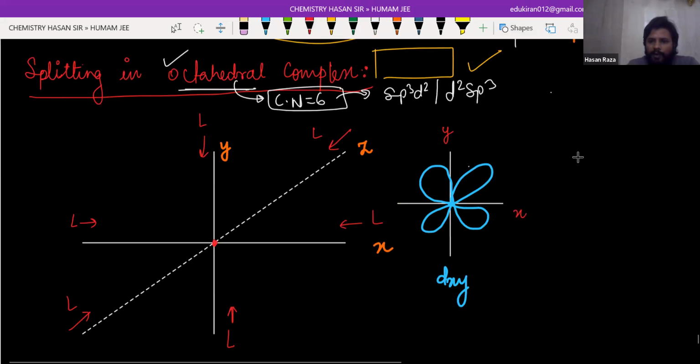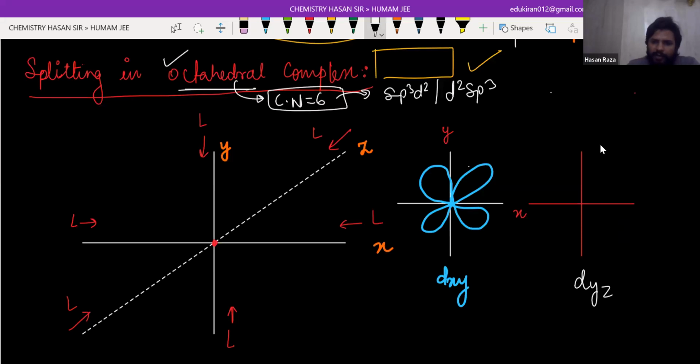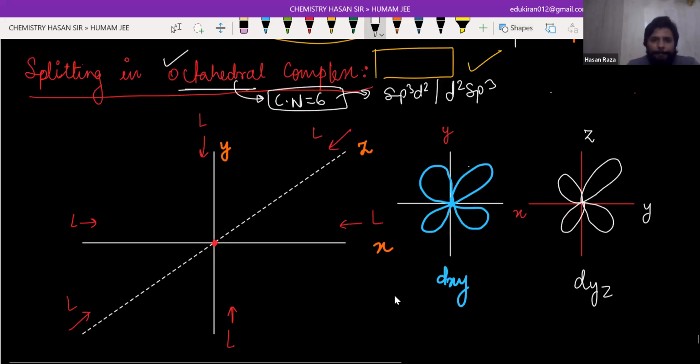Now, the next one I'm going to draw is like this. After dxy, we can take dyz. Let's take this as z and this as y. So dyz will be in between y and z, between the axes. Please do write it. The rest two I will draw. Write all of this and then let me continue.